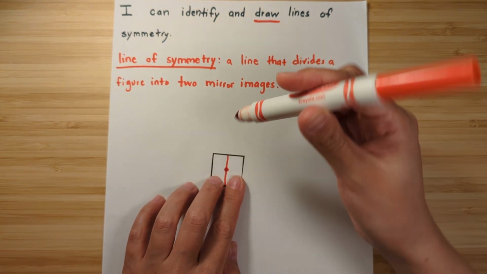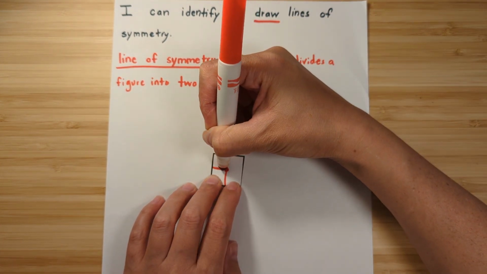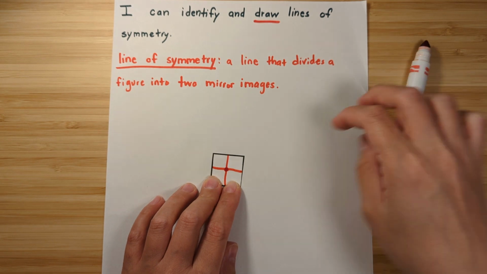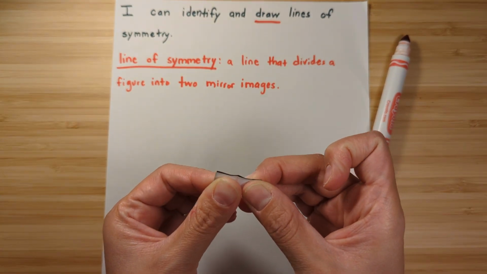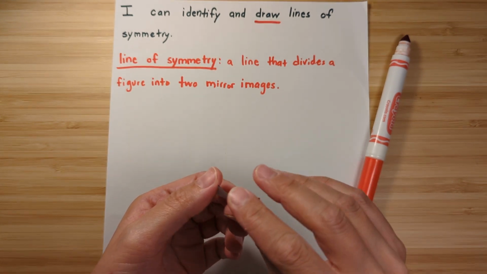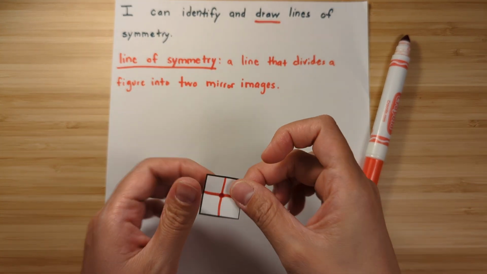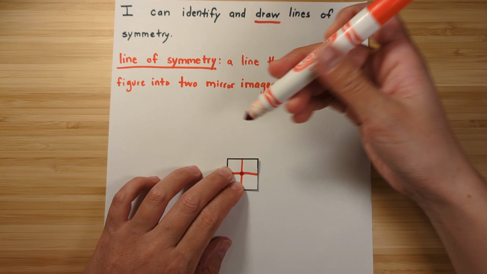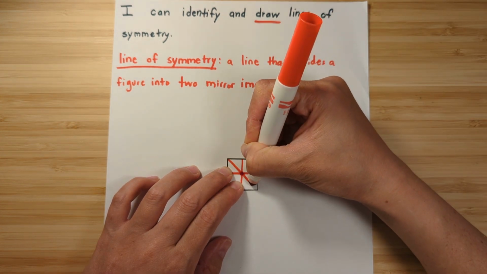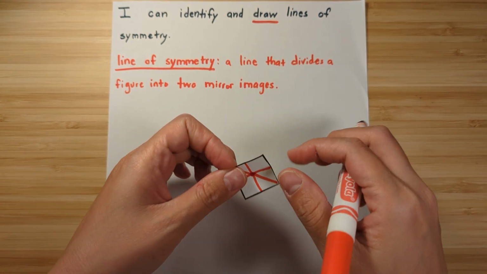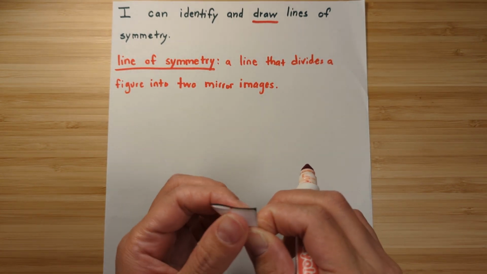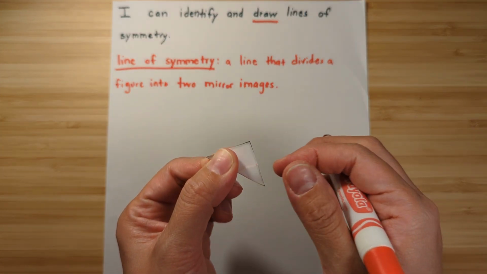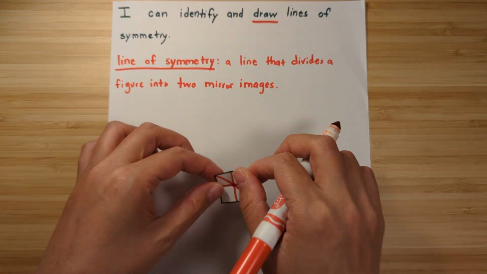I'm going to look for a horizontal line of symmetry. Remember, it has to cross through that center. And that matches up as well. And then for a square, it also has diagonal lines of symmetry. So here's another one. Here's the two mirror images. It perfectly lines up. And then one more diagonal.